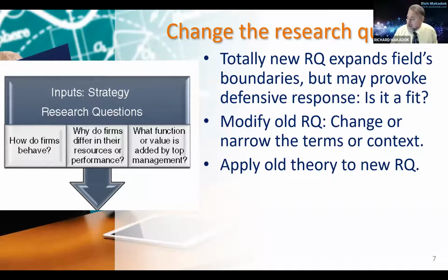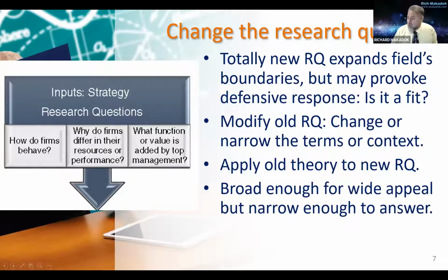Another possibility is to apply old theory to a new research question, right? So maybe the theory of, let's say, real options has been applied to answer the question of how firms behave and why firms differ in their performance, but maybe it hasn't been applied to the question of what function or added value is provided by the top management in firms or something like that, right? So you take an existing theory and perhaps apply it to a question that it hasn't been applied to yet.